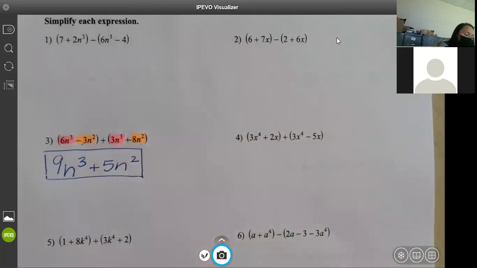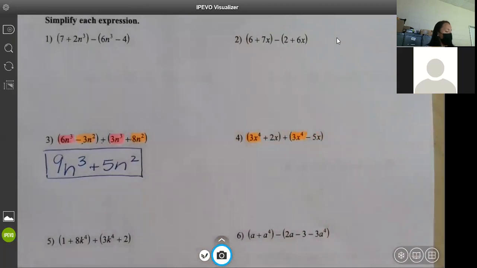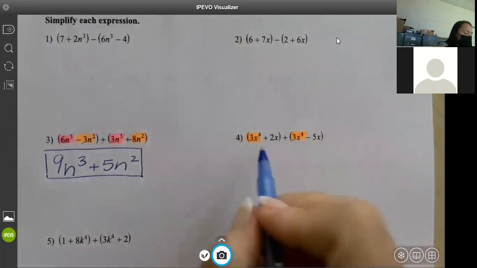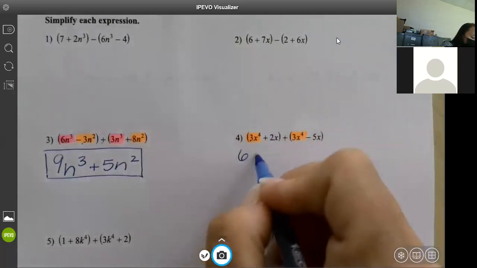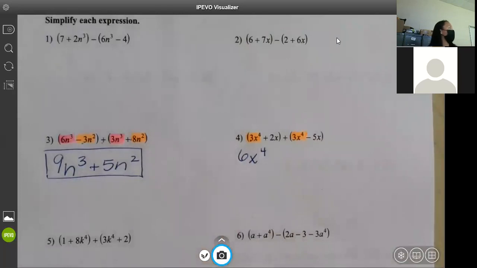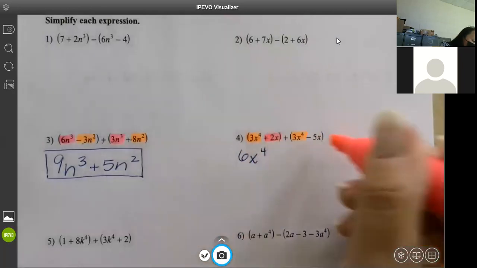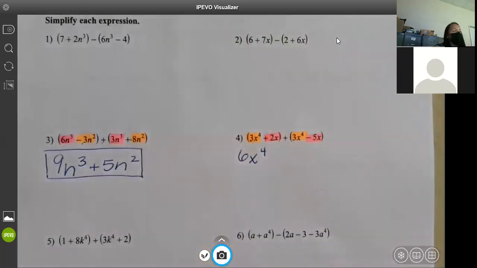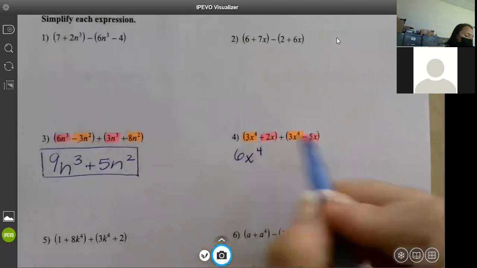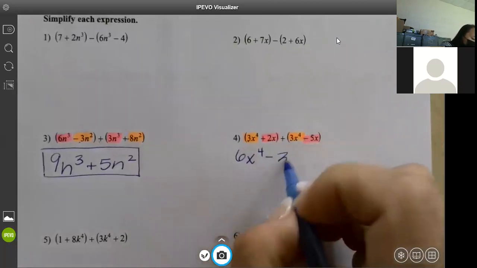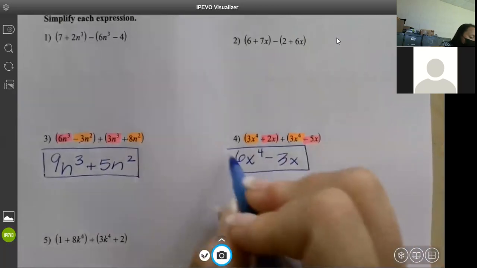All right, so on the next one, number 4, we have an x to the 4th. So we're looking for all of the x to the 4ths. Once you find all the like terms, you just add the numbers. 3 plus 3 is 6. And x to the 4th was why they were alike. The next one that you have is a 2x. There's a -5x. Just work with the numbers. 2 minus 5 is -3, and x made them alike. That's it.